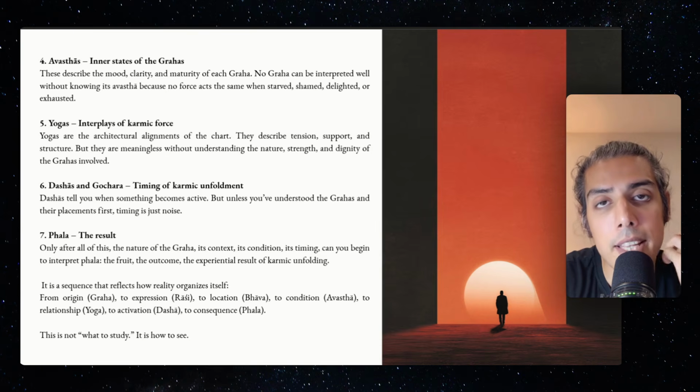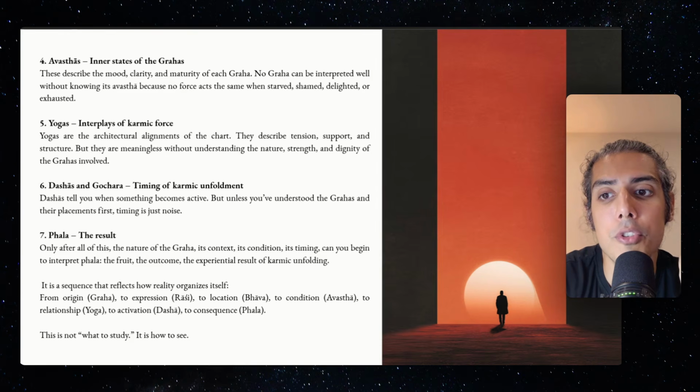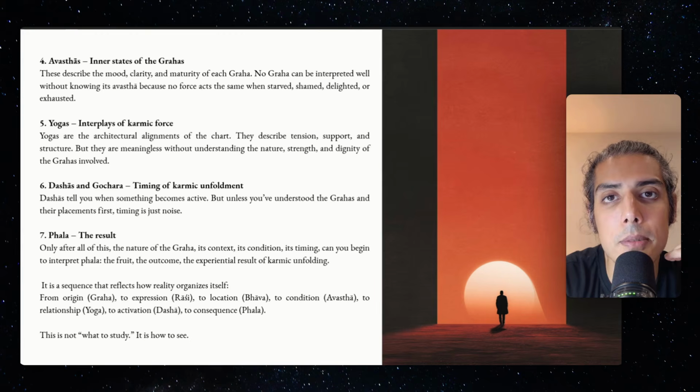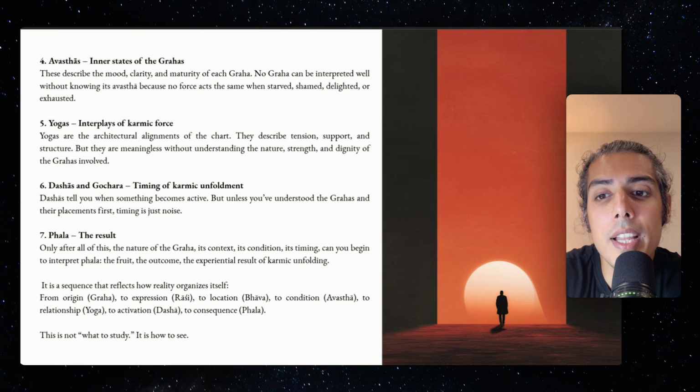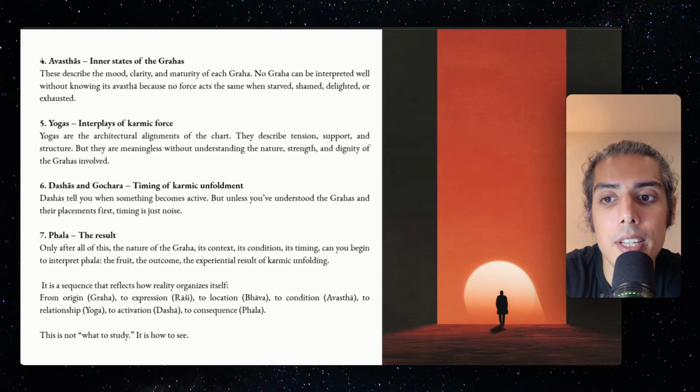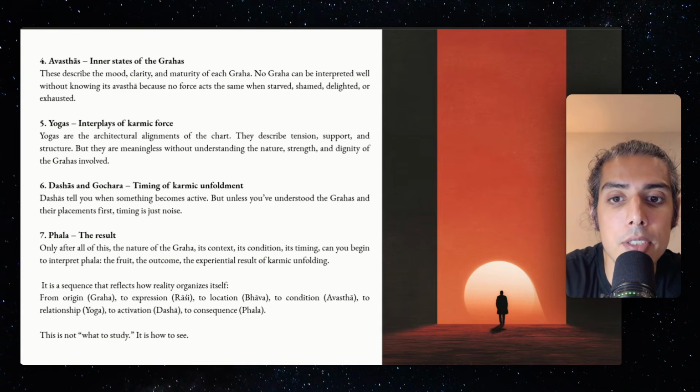Phala, and then you get the result, the phal, the fruit. Only after all of this has been assimilated, nature of the grahas, its context, its condition, its timing, can we begin to interpret the phal. Now we get the final interpretation, the final fruit, the outcome, the experiential result of karmic unfolding. So it is a sequence that reflects how reality organizes itself from origin, graha, to expression, rashi, to location, bhava, to condition, avastha, to relationship, yoga, to activation, dasha and gochara, to consequence, phal.